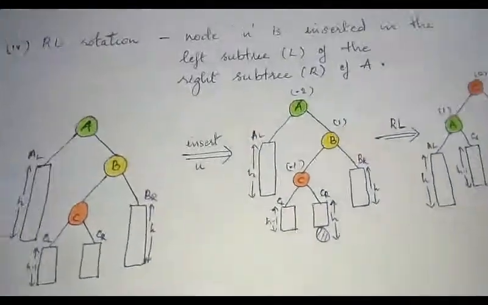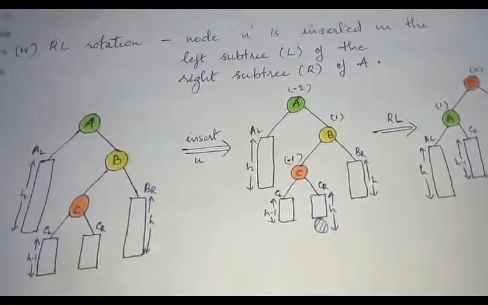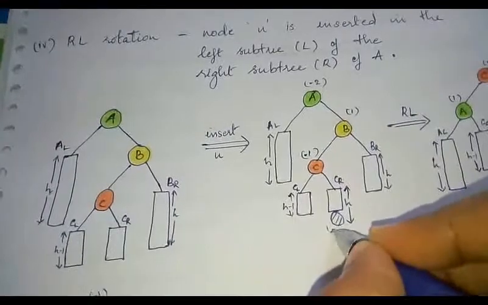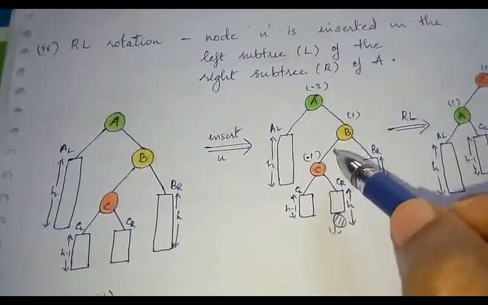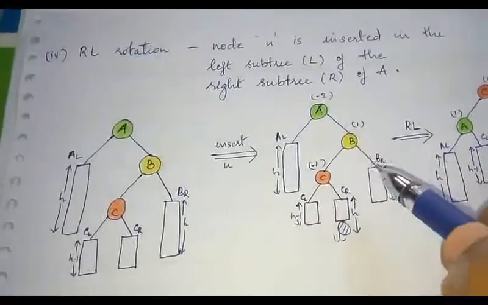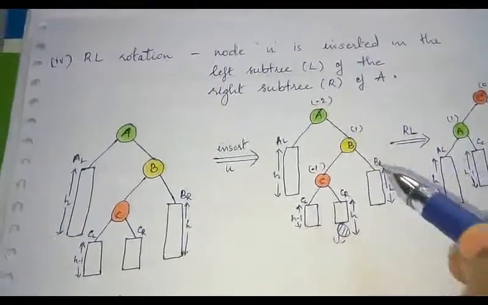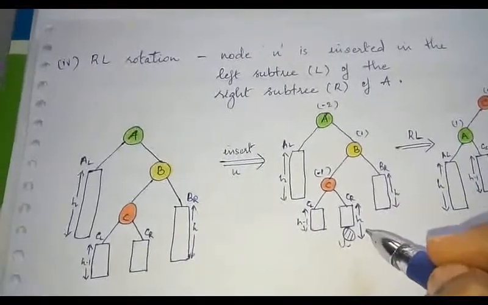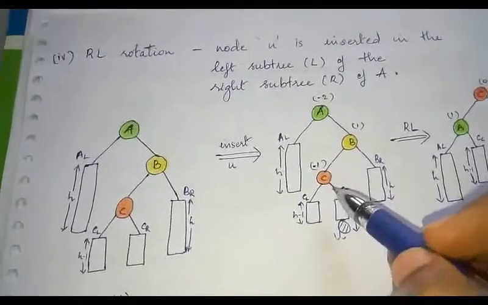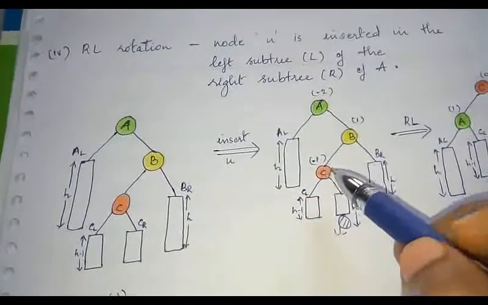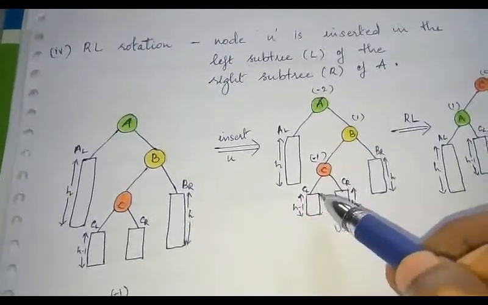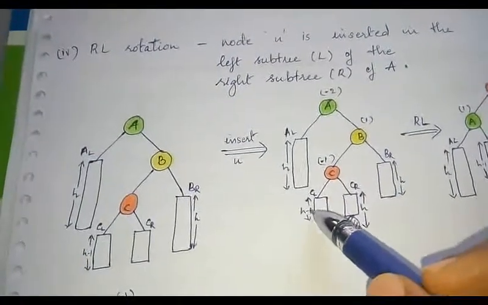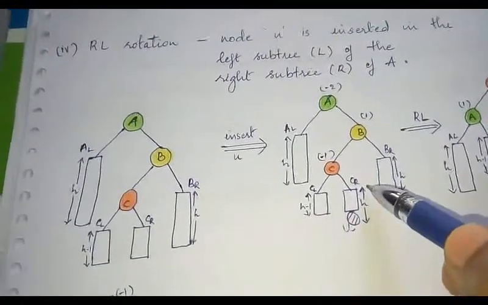Now after insertion of U, you can see that U is inserted. This is the node U, which is inserted to the left of the right subtree of A. So U is inserted here. Now the height of CR becomes H, and when we check the balancing factors of each node, we can see that the balancing factor of C has become H minus 1 minus H, which is minus 1.